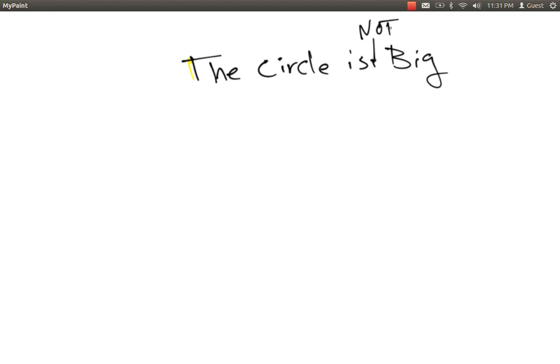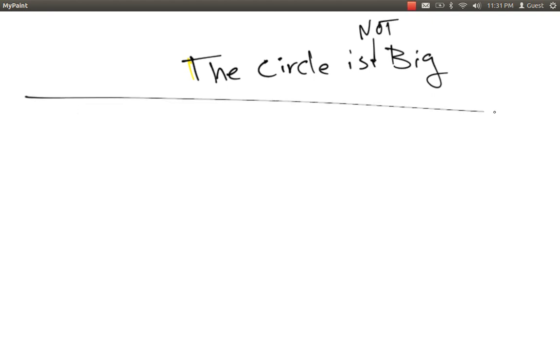So we learned how to construct sentences that start with a noun. Very basic sentences. We put a noun, a subject, which is what we are talking about, and then we give a piece of information about that subject. And we gave the simplest example with the sentence, the circle is big. Today we'll learn how to negate. So we'll learn how to say the circle is not big.